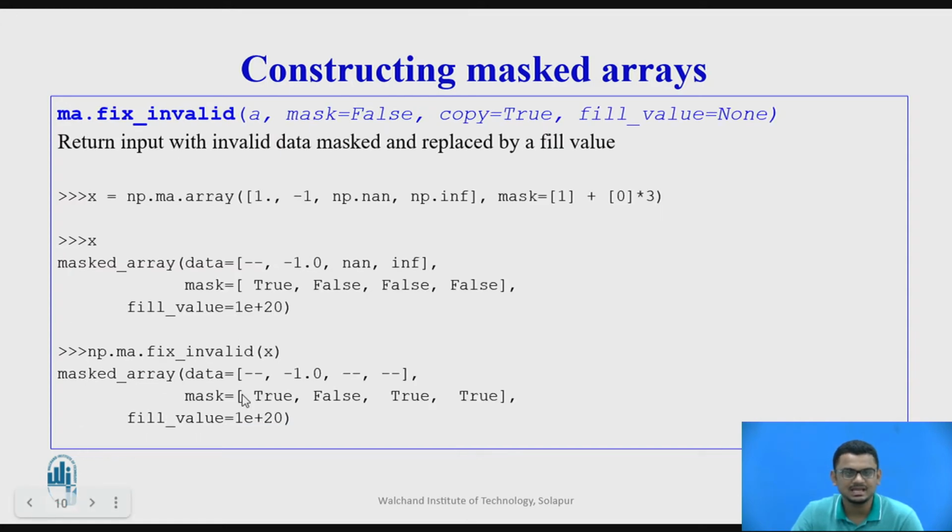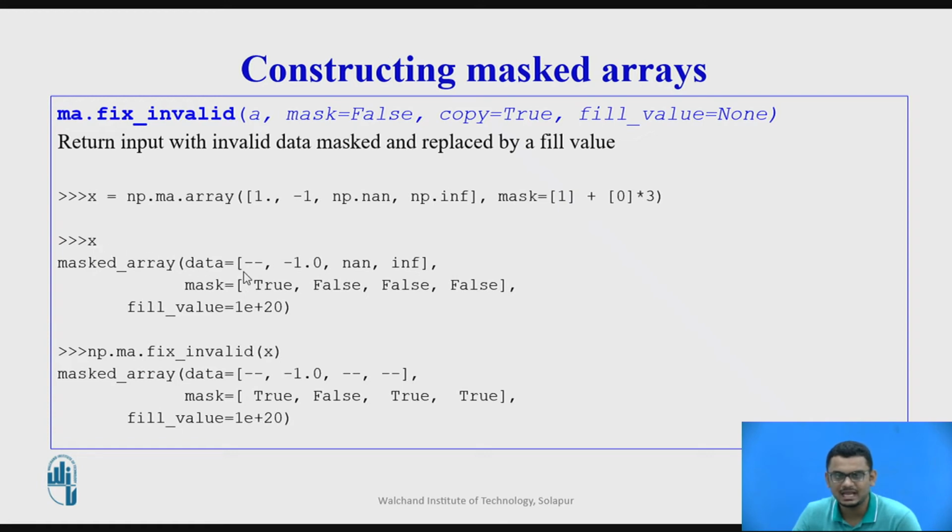Let us look at the next example. If you have any data which has invalid values and you want to mask it, or you want to replace it with a fill value, you can use this function fix_invalid. So here we have an array which has two values, np.nan and np.inf, that need to be masked, and we are going to now output this x, which is the masked array.